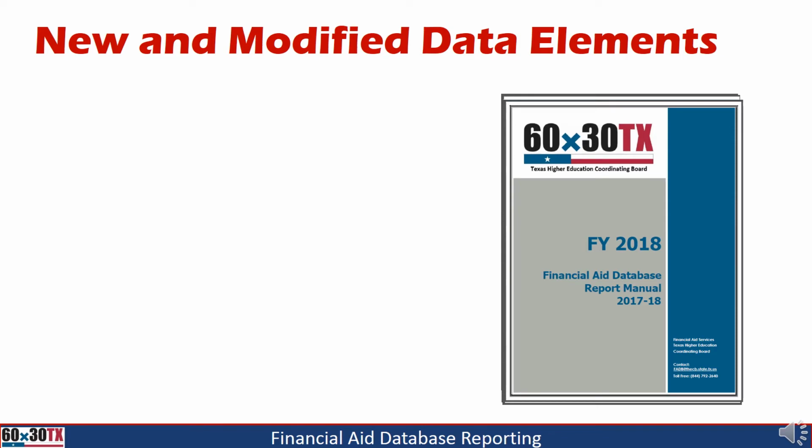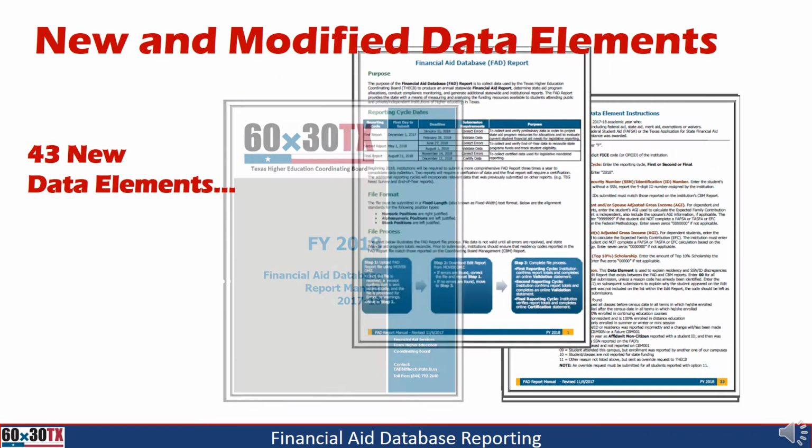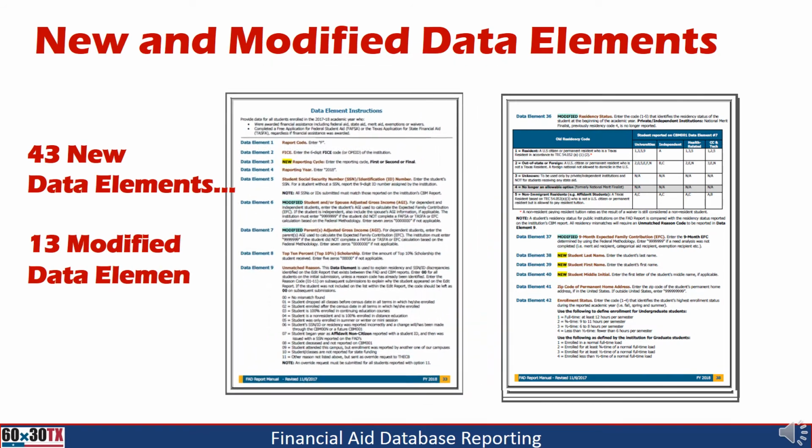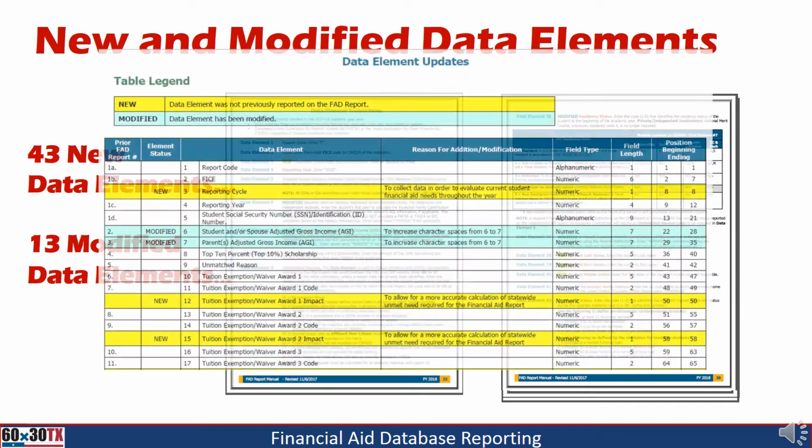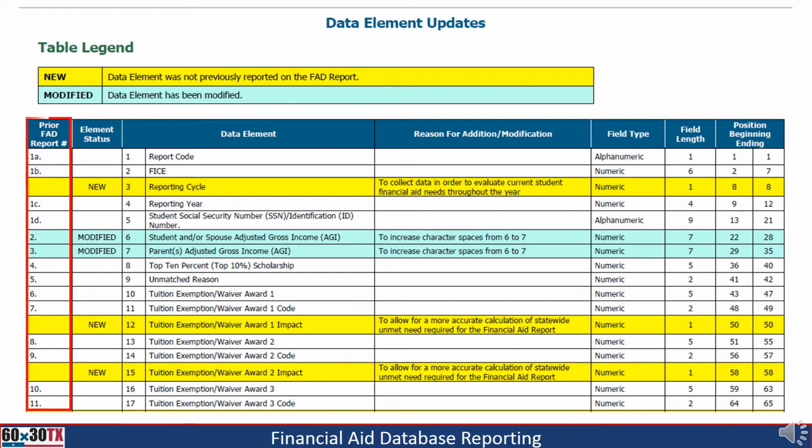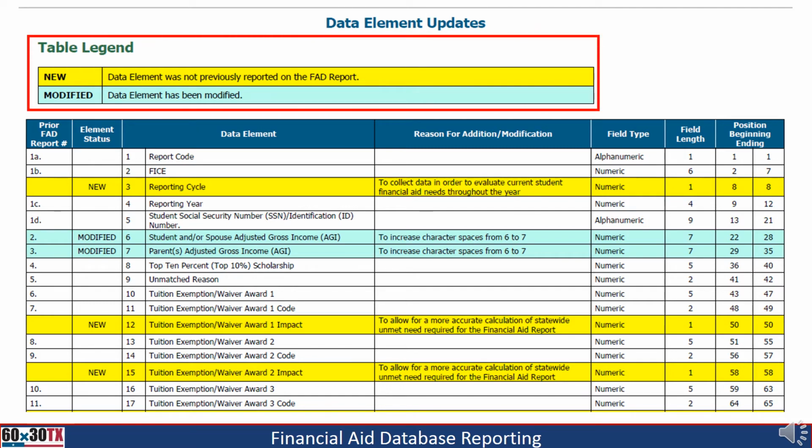The FY18 FADS report includes 43 new data elements and 13 modified data elements. The FAD manual includes a table that compares the old FAD data element numbers with the new and provides a description that explains the reason for the modification or the addition. The new data elements are highlighted in yellow, and modified data elements are highlighted in blue. In most cases, modifications were made to allow for an increase in the number of characters reported, while new data elements were added to collect data that was previously reported on other files.